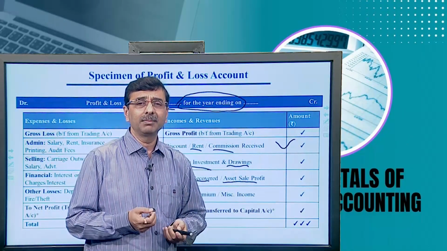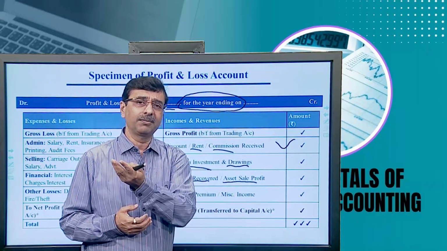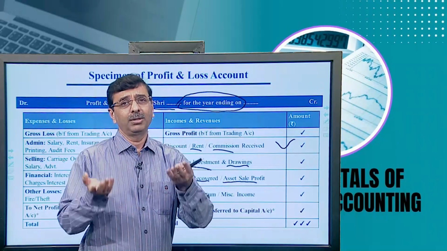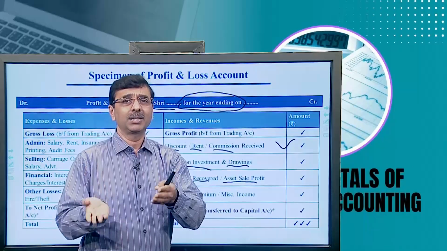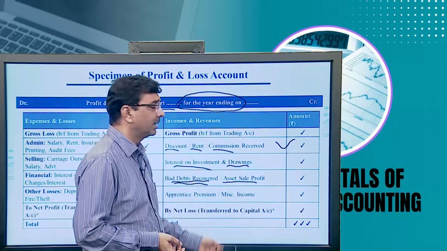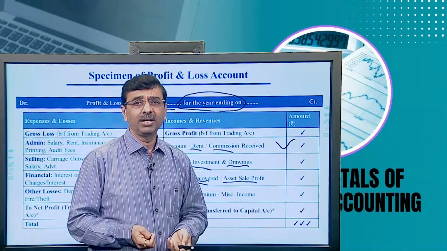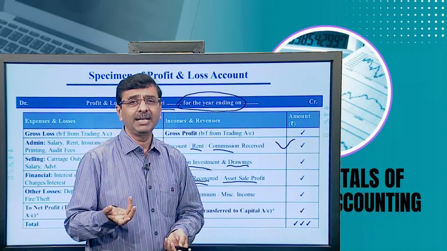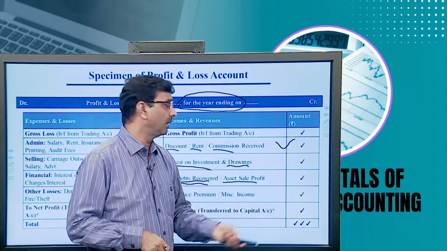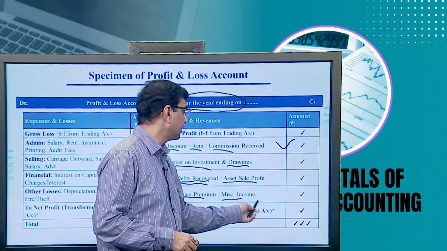Bad debts recovered means that bad debts, as an expense, were debited in the profit and loss account earlier. Now that the written-off bad debt has been recovered, it is your income. That is why bad debts recovered is shown as an income. And the profit on sale of assets: if you sell any asset and you earn a profit, it is also considered an income. Apprentice premium and miscellaneous income.